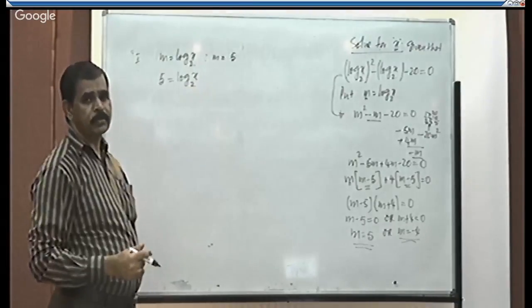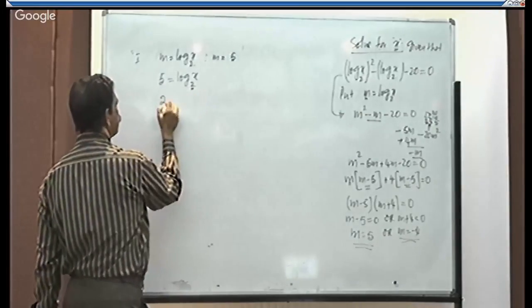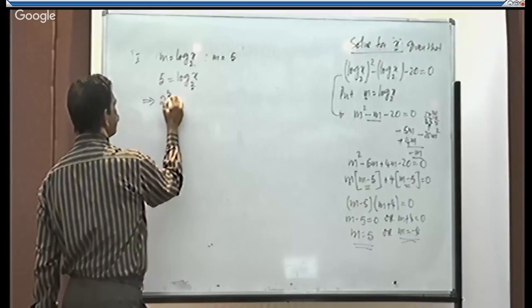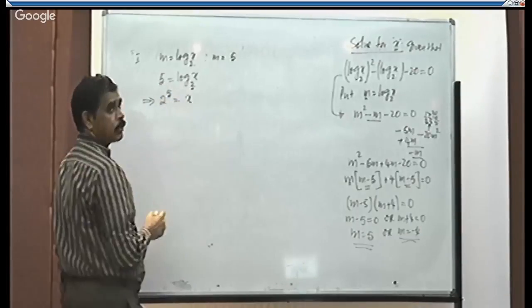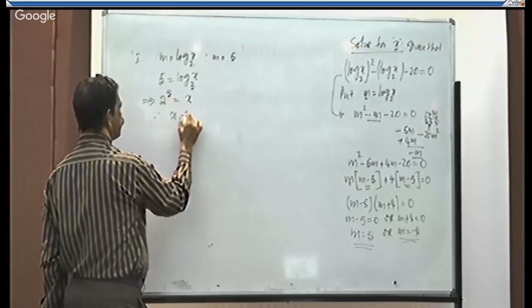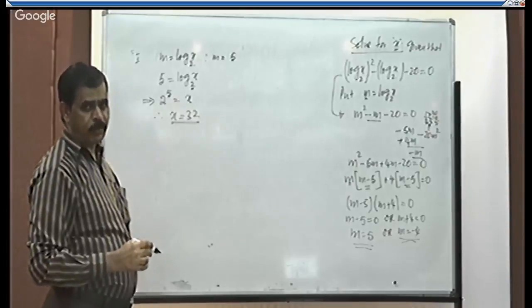Write this into index form. This is base 2 to the power of 5 is equal to x. Correct? Therefore, x is equal to what? 2 to the power of 5 is 32. One value is 32 for x.